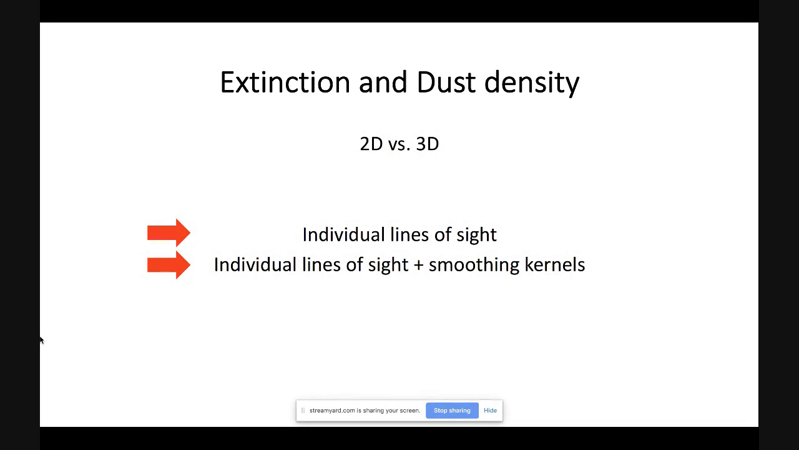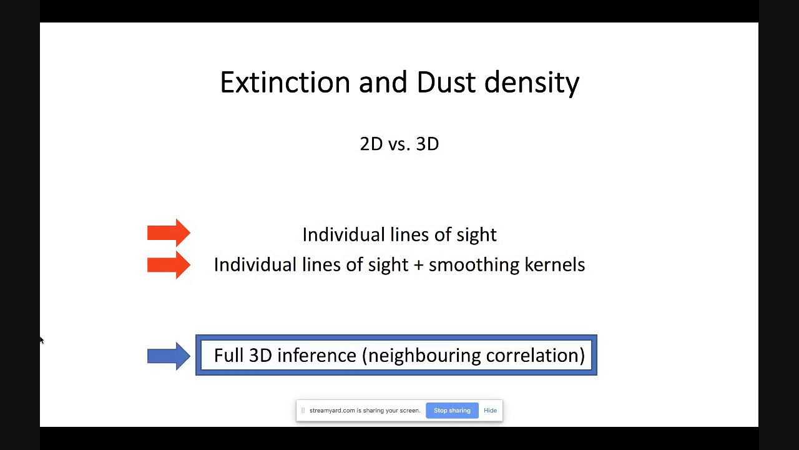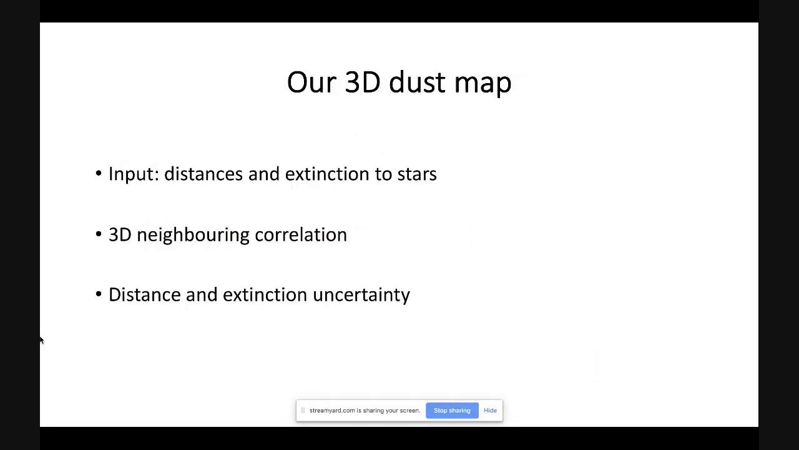But what we do is we take into account the full 3D neighboring correlations. That means we have a full 3D inference for the dust density. So we use the distance and extinction to stars in 3 dimensions as our input data, and then we take into account the 3D neighboring correlation. And we also consider the distance and extinction uncertainties. That means we do not need to cut on the quality of the data, because we know that can produce a lot of biases.